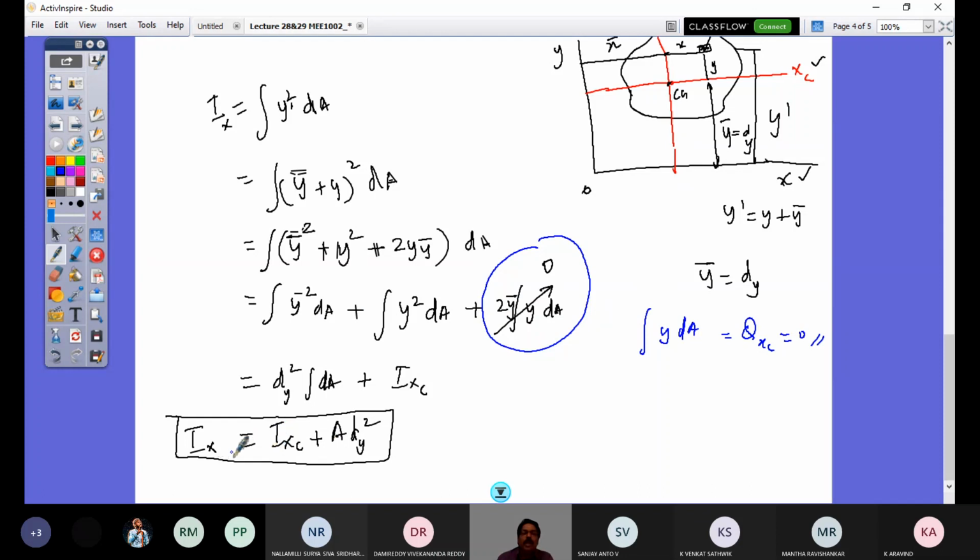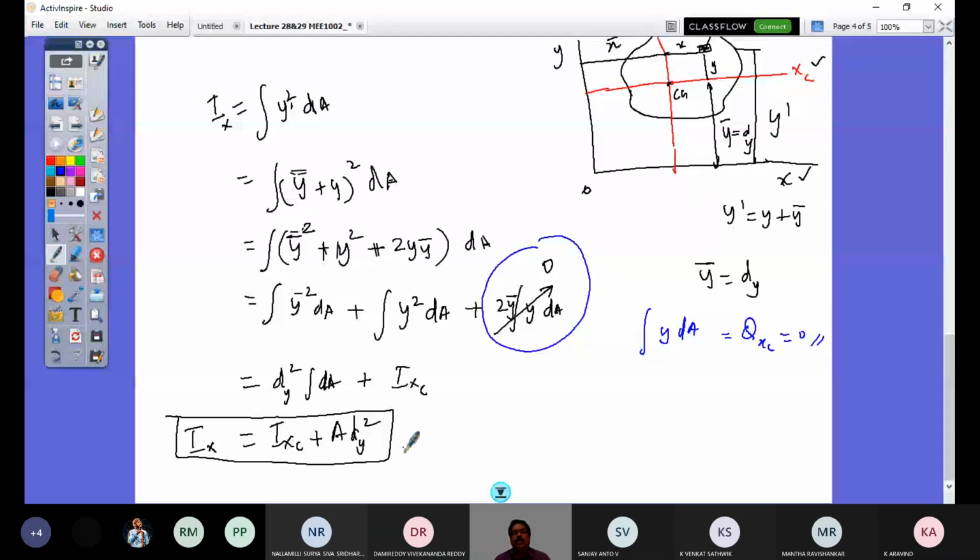So what do you understand by that? If I have a section like this, and I have to get the second moment of area about an x-axis parallel to my centroidal axis, then it is simply the sum of the second moment of area about the centroidal axis, IXC, which we derived for a rectangular section as b d cube by 12, plus area into dy square. What is area? It is the area of this section. dy is the parallel distance between the centroidal axis and the axis about which you are interested in finding the second moment of area. That is how you would be able to apply this parallel axis theorem readily, right?